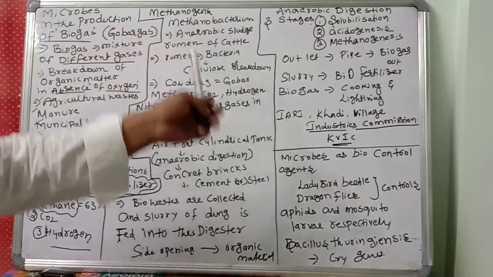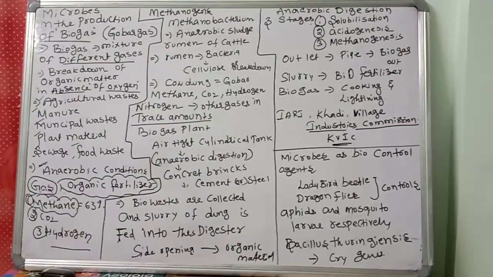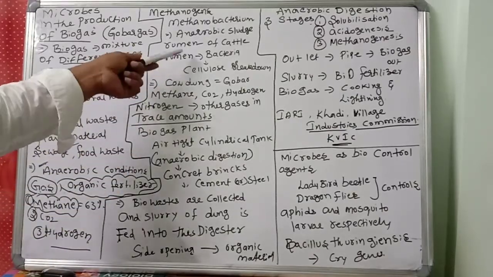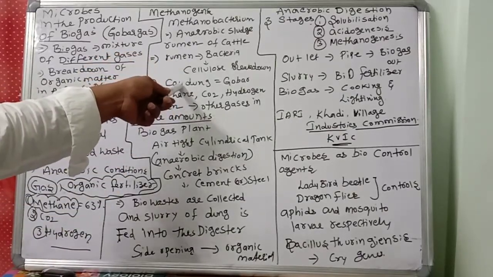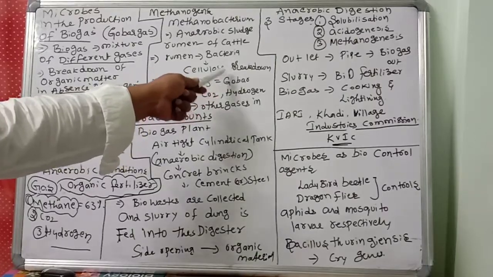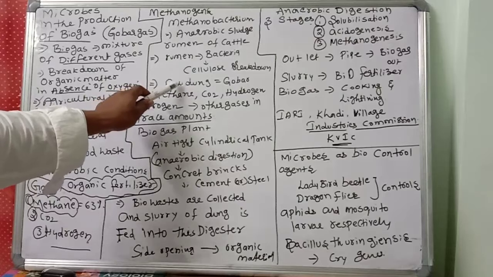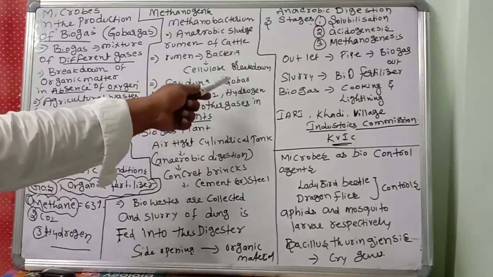We will use anaerobic conditions and anaerobic sludge. Anaerobic waste is also there in the rumen of cattle. The rumen of cattle contains methanogenic bacteria, which break down the cellulose. Even the cow dung, after cellulose digestion, you know very well, waste consists of cow dung. Cow dung is called gobar. That gobar automatically has methanogenic bacteria. So by using cow dung we can produce gobar gas.